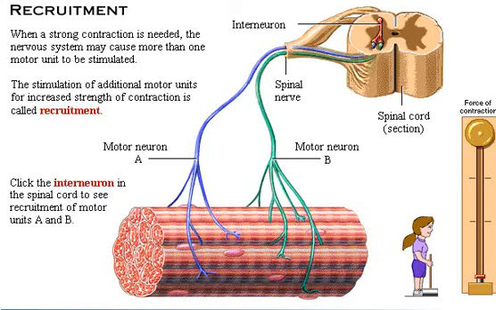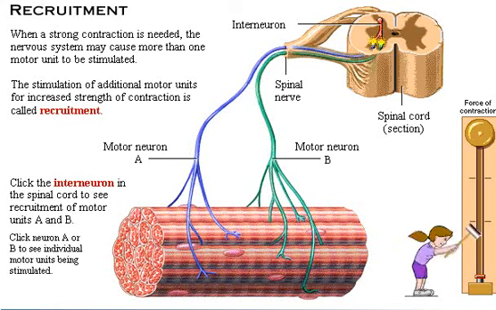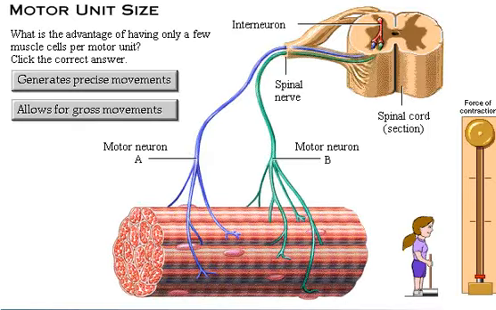Click the interneuron in the spinal cord to see recruitment of motor units A and B. Click neuron A or B to see individual motor units being stimulated. What is the advantage of having only a few muscle cells per motor unit? Click the correct answer.